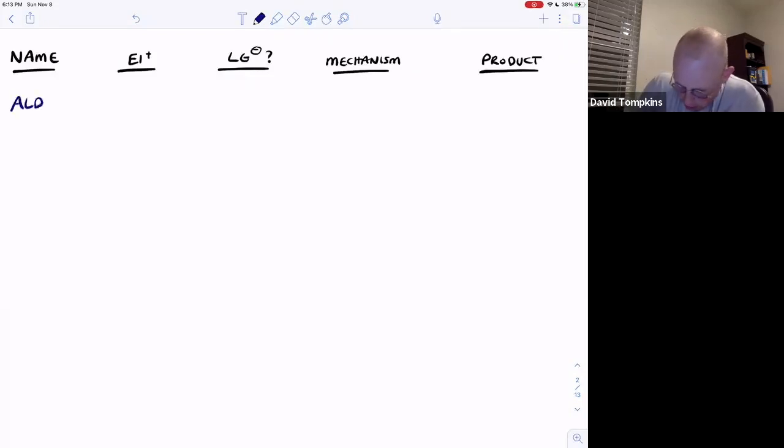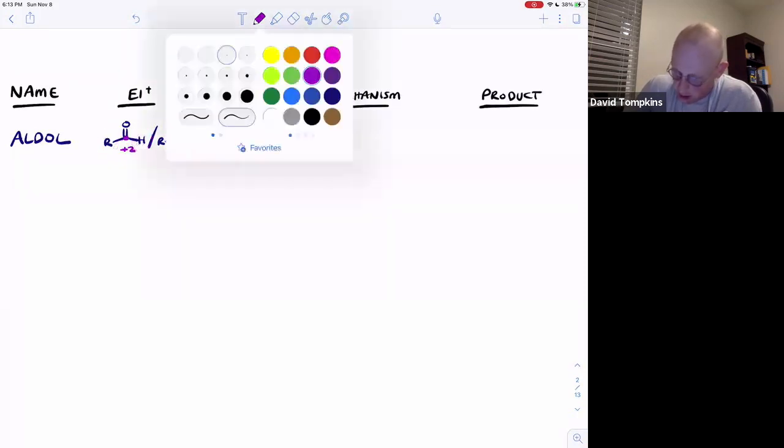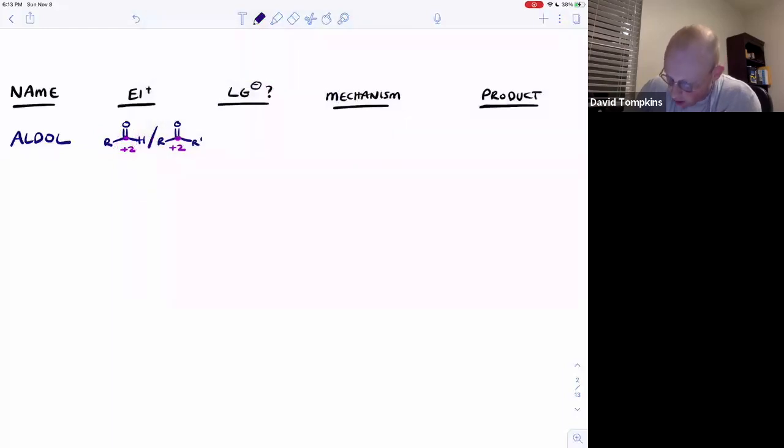Starting with the aldol. For the aldol, the electrophile is either an aldehyde or a ketone. So aldehydes and ketones, right? These are electrophiles where the carbonyl carbon has two bonds to oxygen, or is in the +2 oxidation state. They do not have leaving groups, right? You cannot kick out carbon or hydrogen. Those are too strongly basic to ever leave. So if there's no leaving group, then the mechanism is simply addition. There's no elimination that occurs.